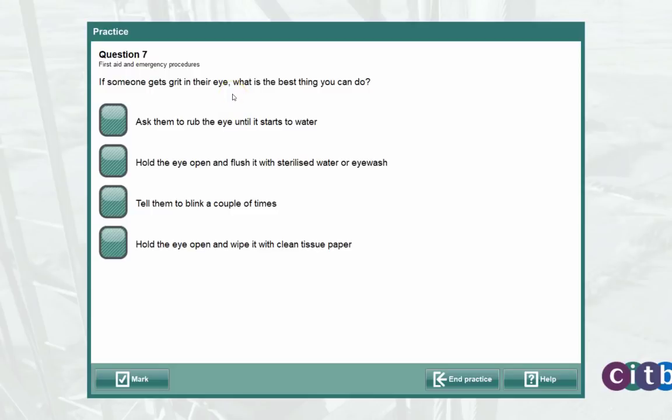If someone gets grit in their eye, what is the best thing you can do? Ask them to rub the eye until it starts to water. Hold the eye open and flush it with sterilized water or eye wash. Tell them to blink a couple of times. Hold the eye open and wipe it with clean tissue paper.